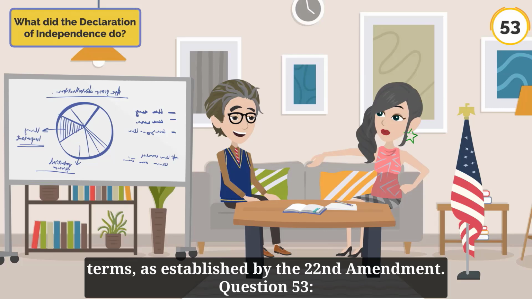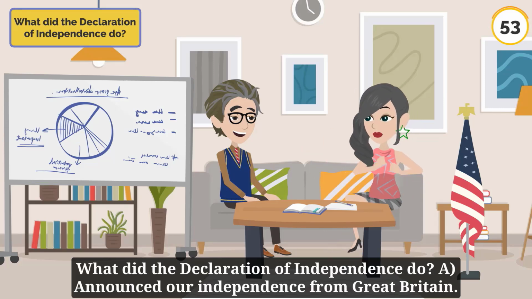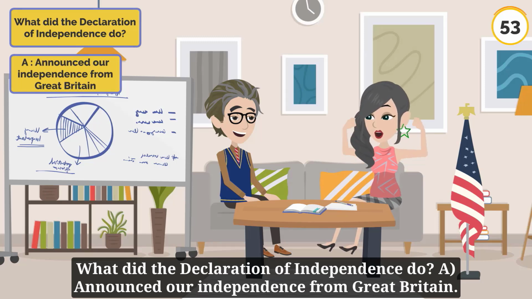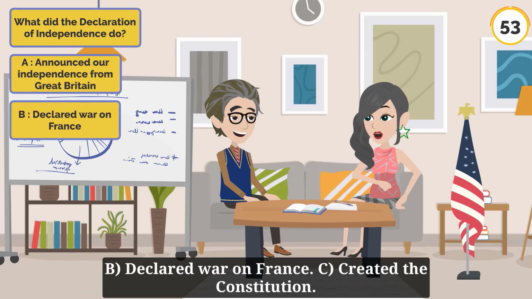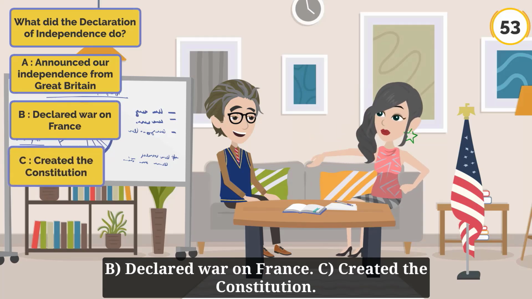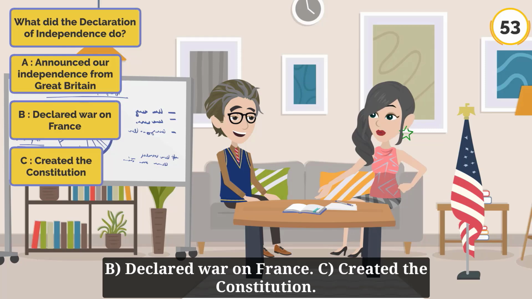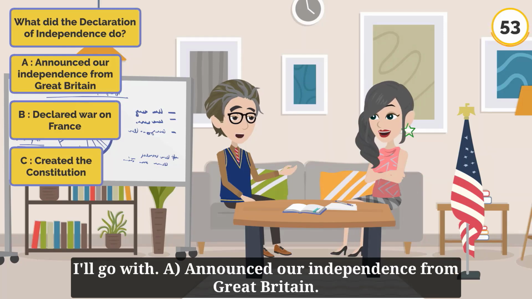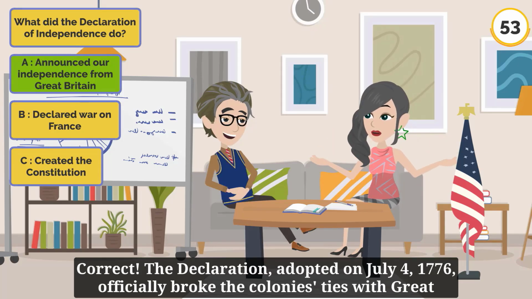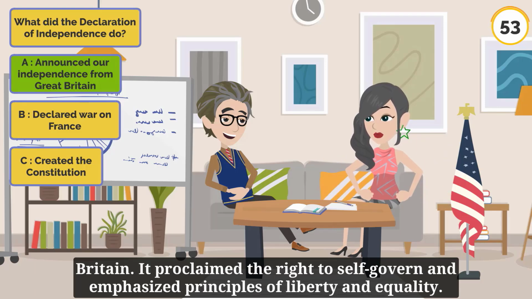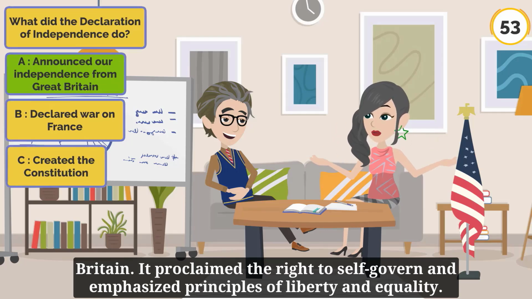Question 53. What did the Declaration of Independence do? A. Announced our independence from Great Britain. B. Declared war on France. C. Created the Constitution. I'll go with A. Announced our independence from Great Britain. Correct. The Declaration, adopted on July 4, 1776, officially broke the colonies' ties with Great Britain. It proclaimed the right to self-govern and emphasized principles of liberty and equality.